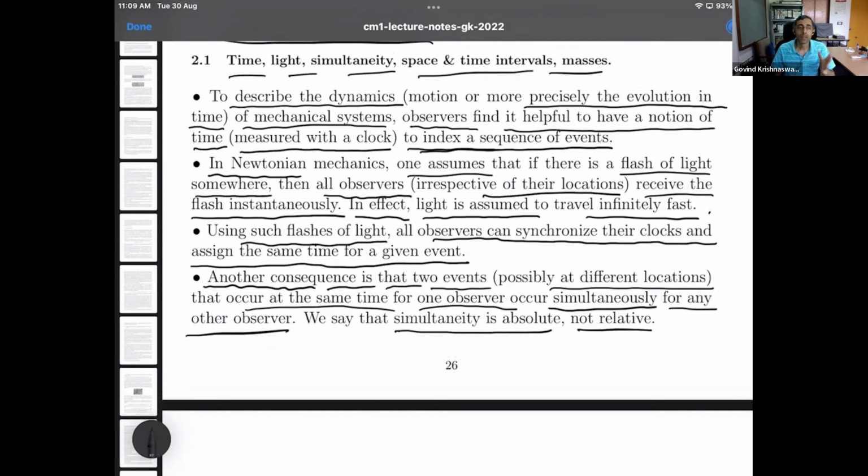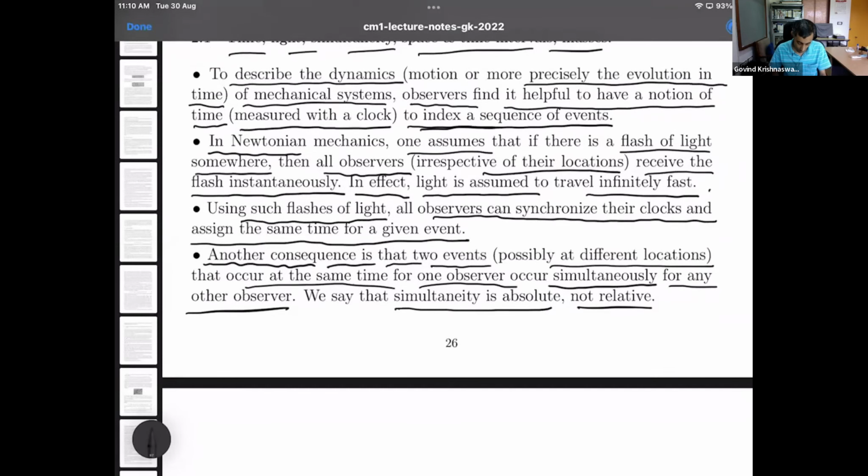If I say some events are simultaneous, you will agree with me. There is not going to be any debate on that matter. That's all we are saying. And we give that statement a fancy term. We say that simultaneity is absolute and not relative. It is not observer dependent. All observers agree on the simultaneity of a pair of events.